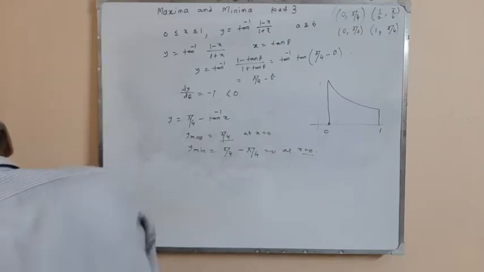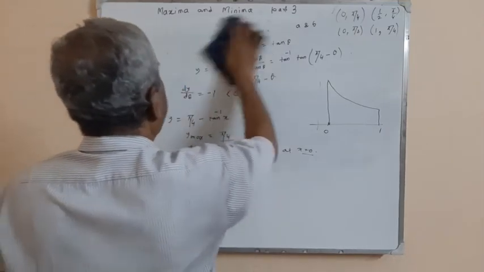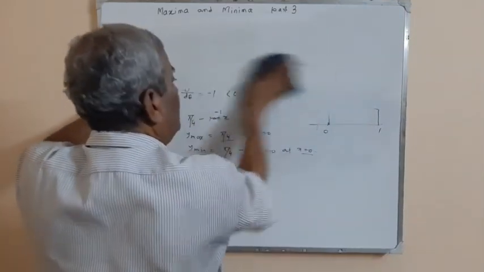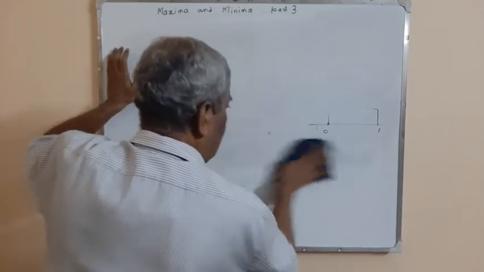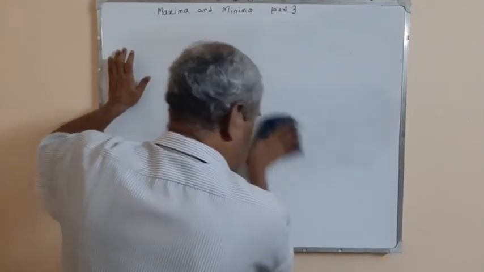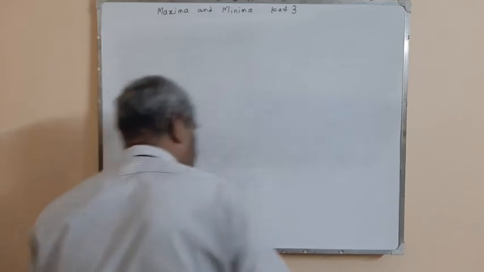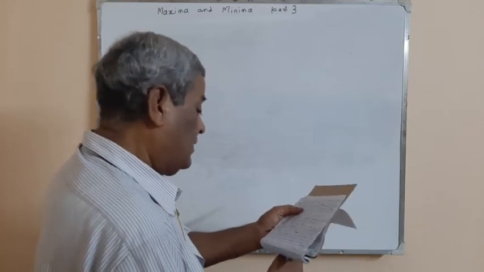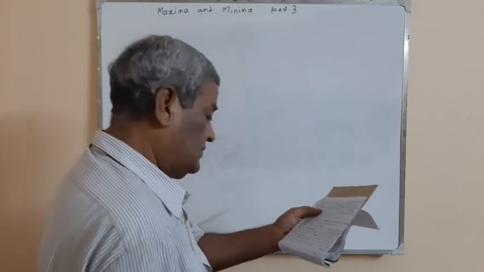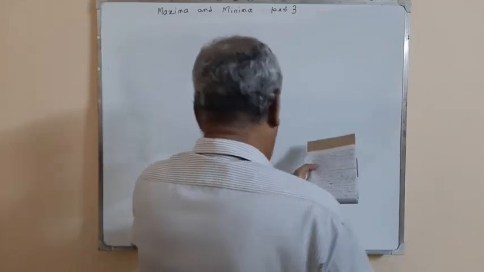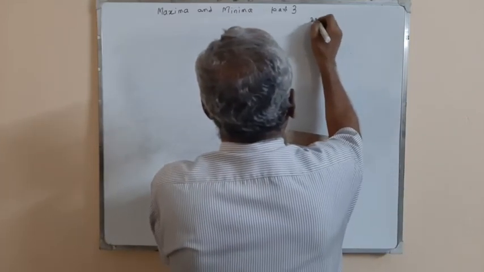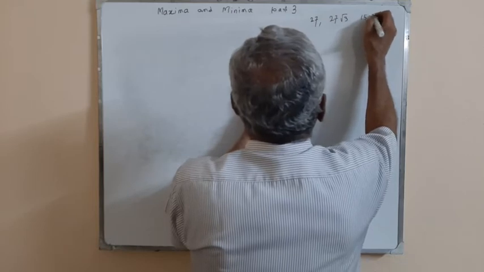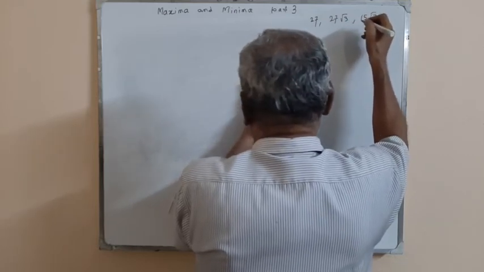Now, take the next problem. Three sides of a trapezium are equal and each equal to 6 cm. The maximum area of the trapezium is: options are 27 root 3, 15 root 3, and 9 root 3.